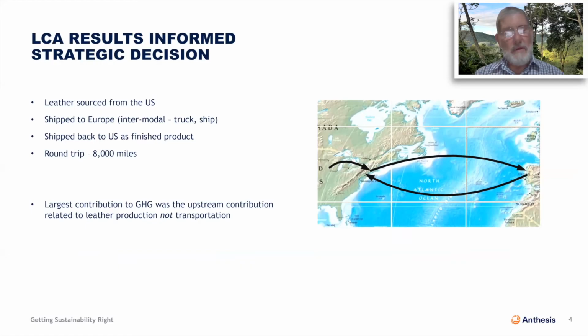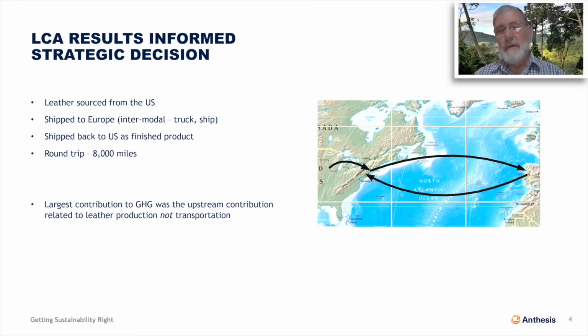And so I want to talk about just a couple of examples. This is one that was done by a shoe company in the mid-Atlantic area where I was living at the time. They sourced their leather from the US, shipped it over to Portugal in Europe, made the shoe in Portugal, and then shipped it back to the US for selling. That's 8,000 miles, and all the greenhouse gases associated with the transportation. So the CEO came to us and said, we want to move manufacturing from Portugal back to the US. And we said, well, let's look at it from a life cycle perspective.